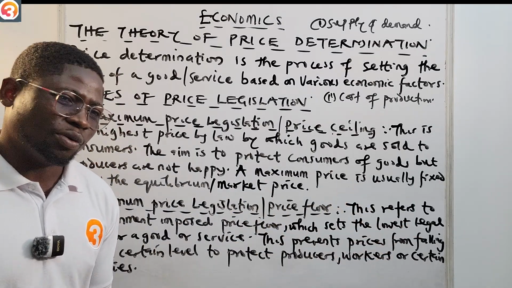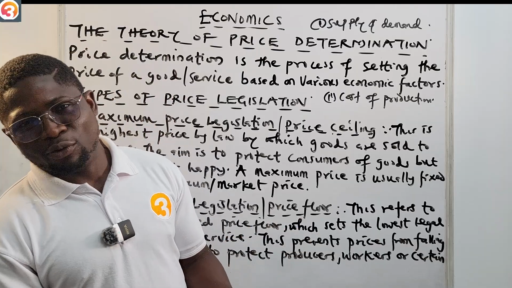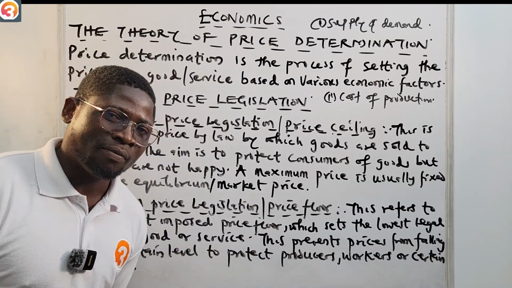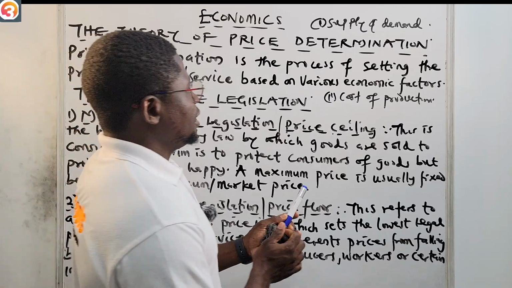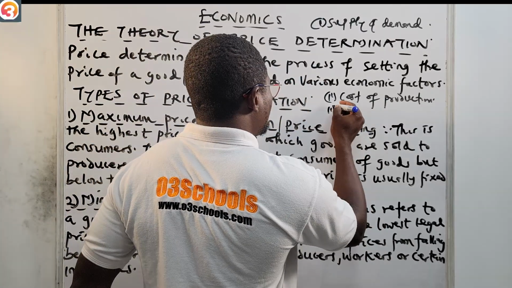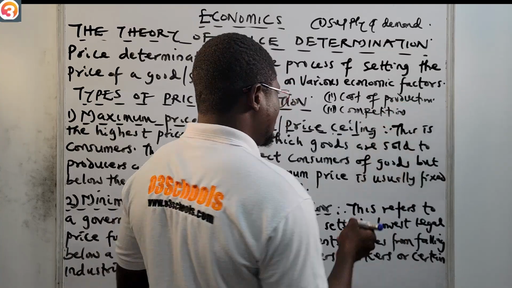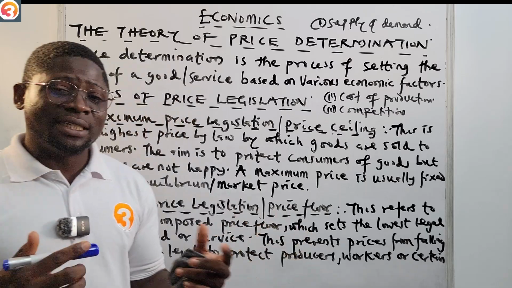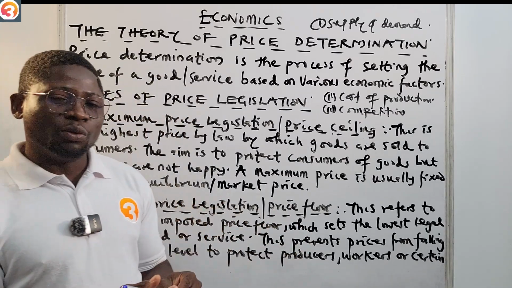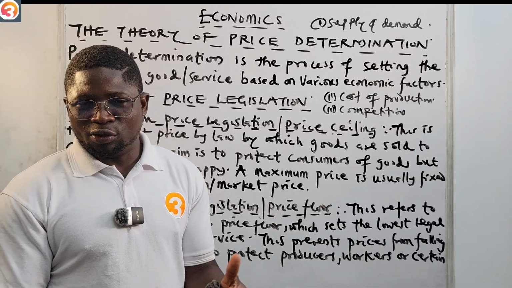If the cost of production is very expensive, you will not say that the price of that commodity will be cheap. So that will determine how price is set. Also, another factor is competition. Does that good have a substitute in the market? Are there people competing with that particular good or service? That will also determine what the price will be.